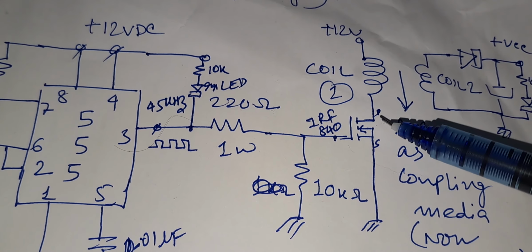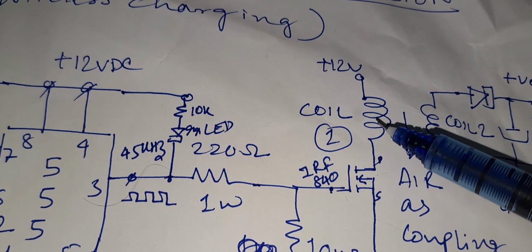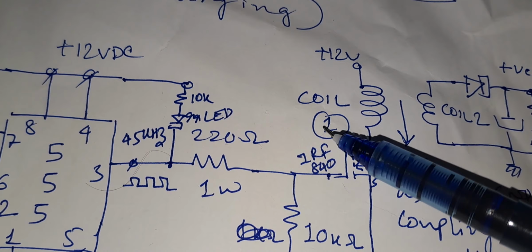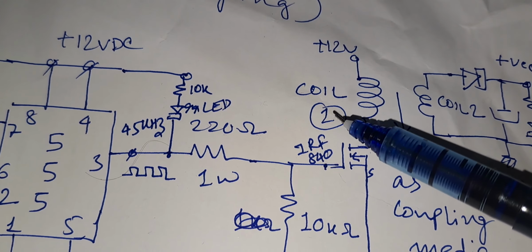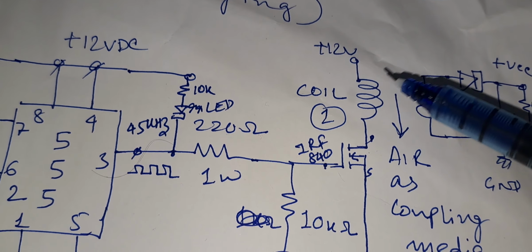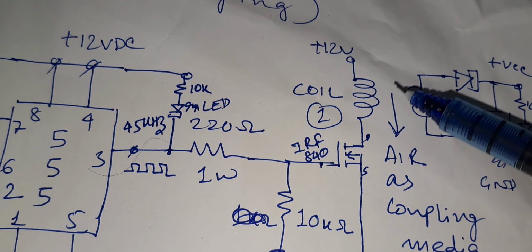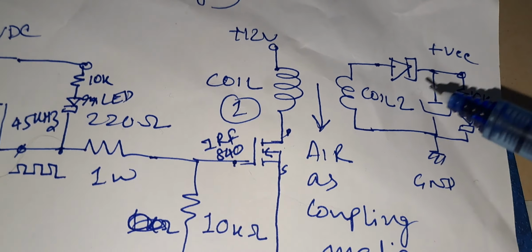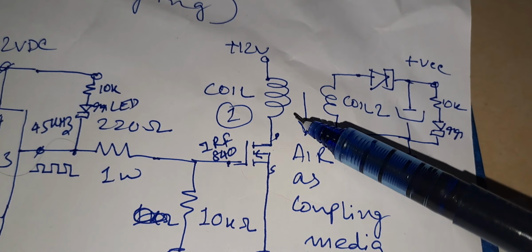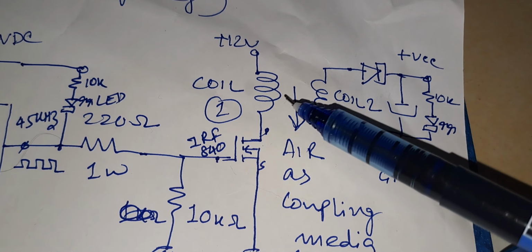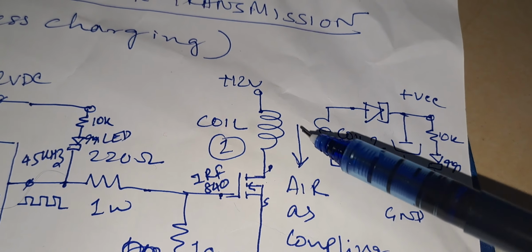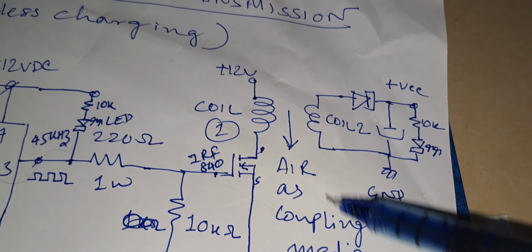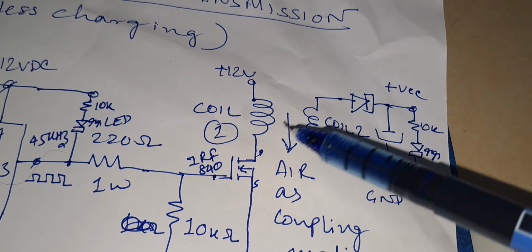The drain terminal of the MOSFET is connected to a coil. This coil is designated here in the circuit as coil 1. This is just a few turns of copper wire. There is another coil, coil 2. There is no coupling between these two coils. Air is used as a coupling media between these two coils.